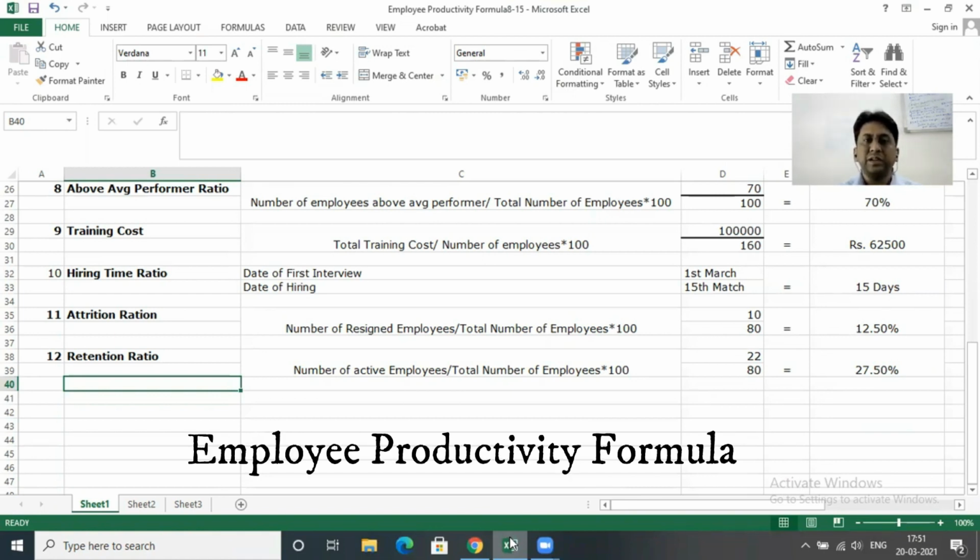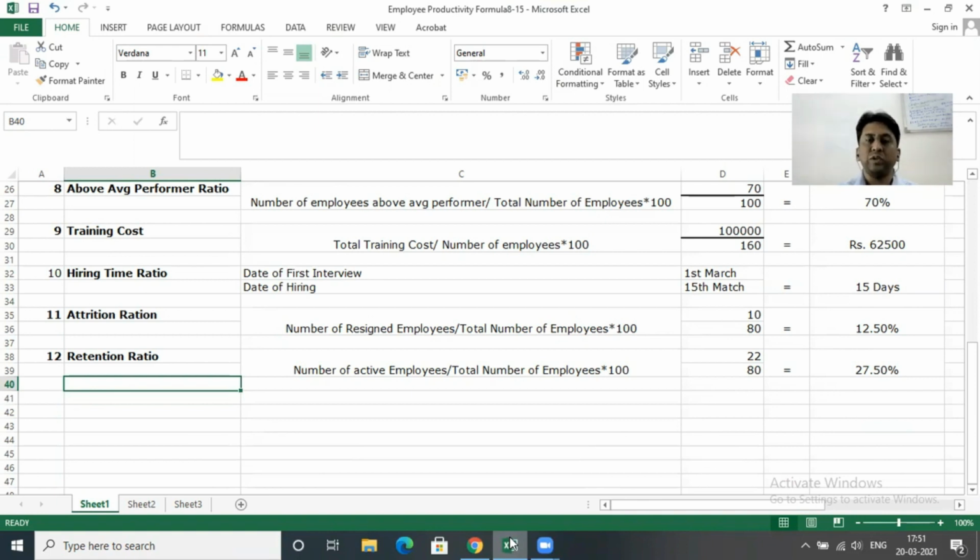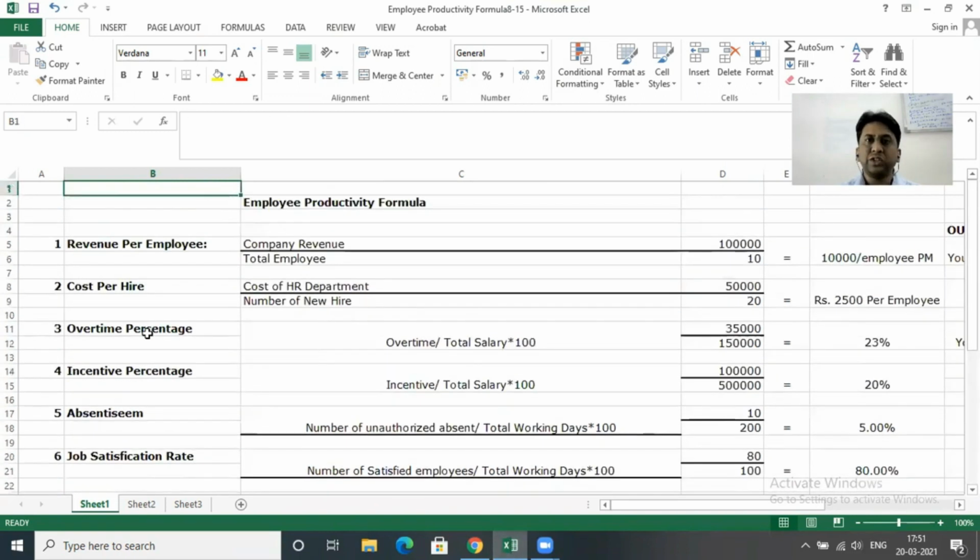Today, we will learn some formulas related to employees' productivity, which can be kept handy month on month and can be used for organization data. So let's see how to calculate some of the formulas which can be stored or tracked on a monthly basis.